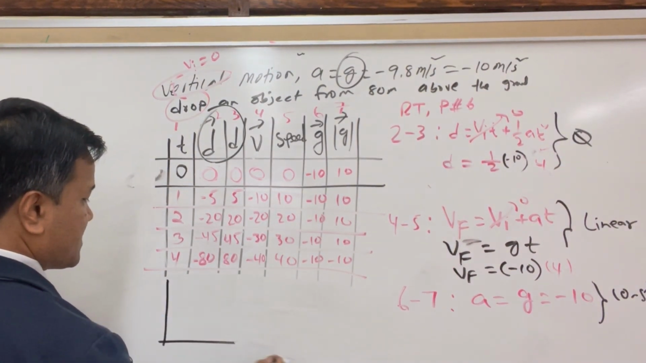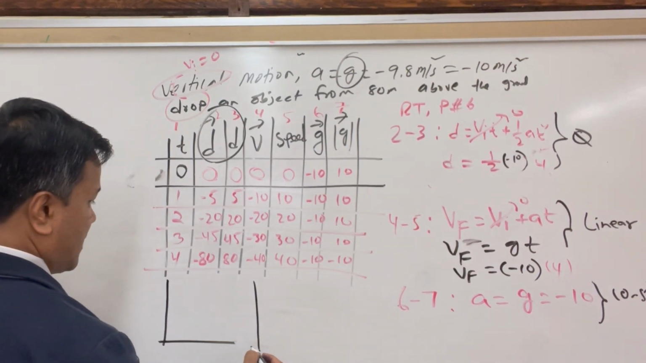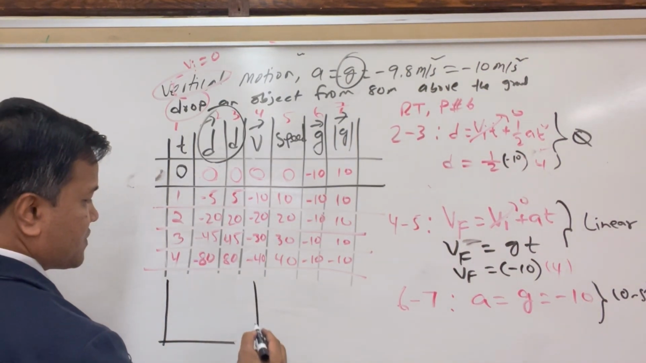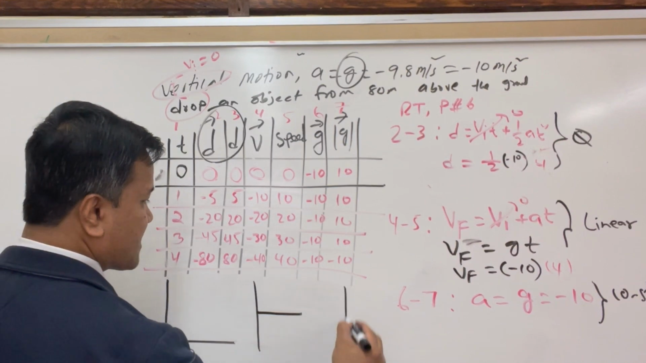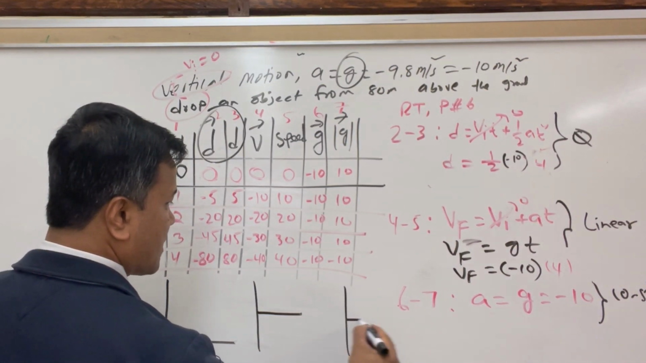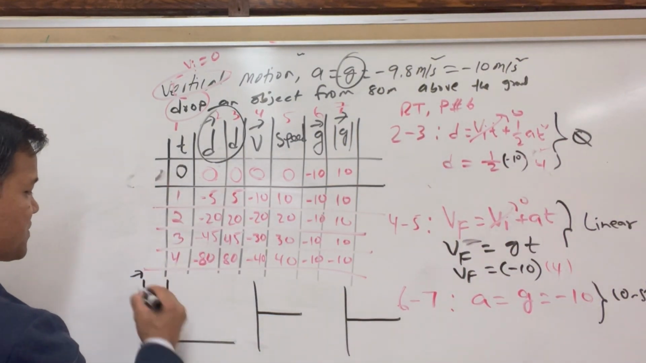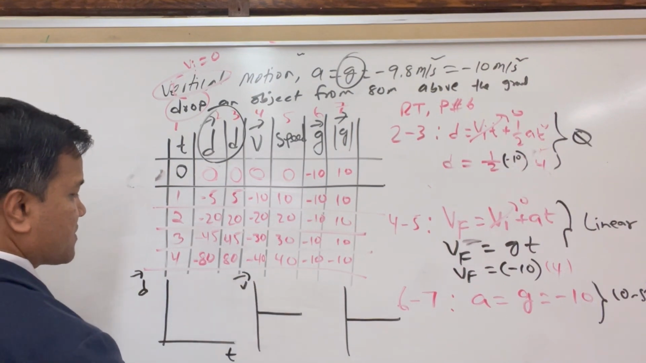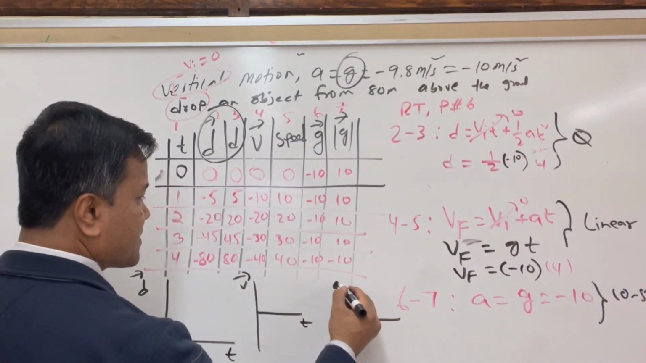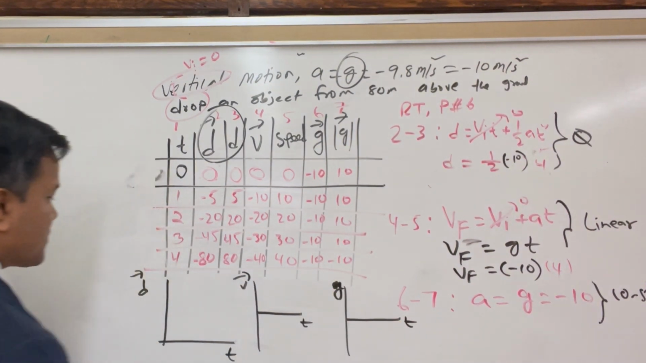This would be displacement versus time, this would be velocity versus time, and this would be acceleration versus time. Okay, let's do it quickly.